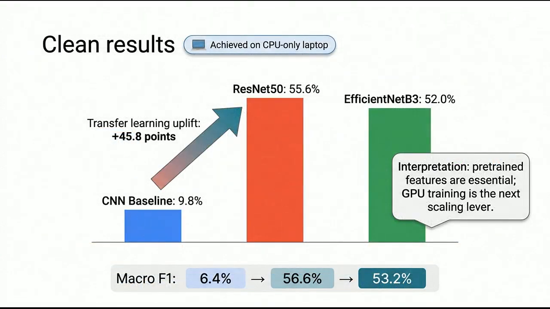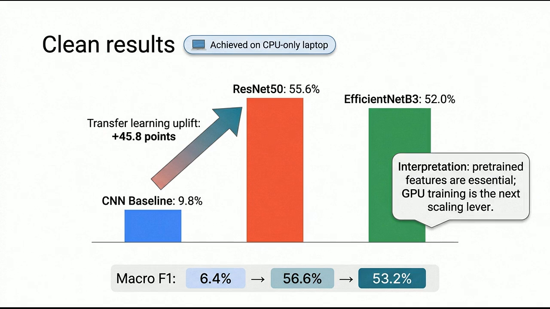The model results show the impact of transfer learning very clearly. The baseline CNN achieved only 9.8% accuracy and 6.4% macro F1. That tells us that training from scratch was not sufficient for this dataset size and compute setup. ResNet 50 achieved 55.6% accuracy and 56.6% macro F1, which is a major improvement. EfficientNet B3 achieved 52% accuracy and 53.2% macro F1.